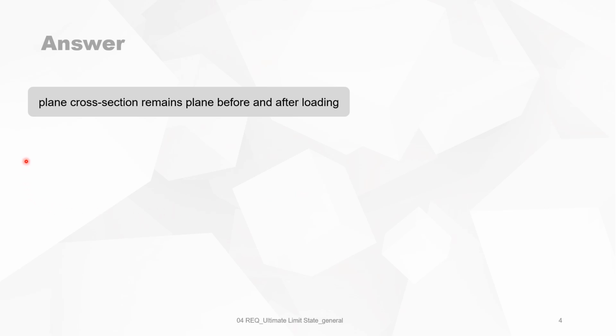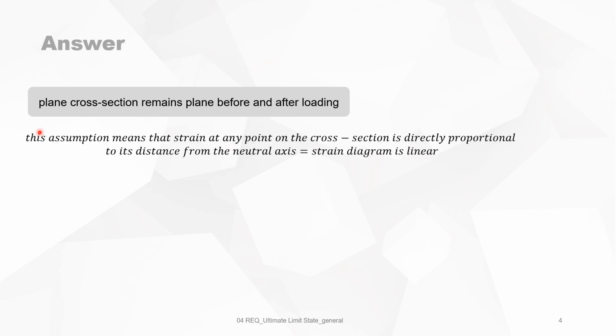First, we assume that plane cross-sections remain plane before and after loading. This assumption means that strain at any point of the cross-section is directly proportional to its distance from the neutral axis, and means that the strain diagram is linear.